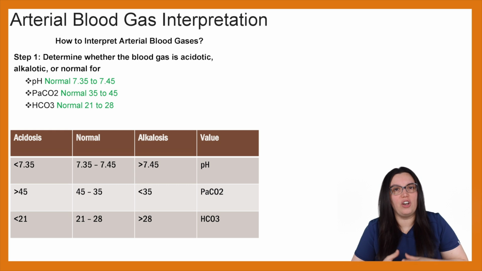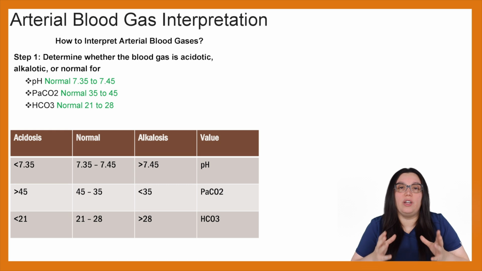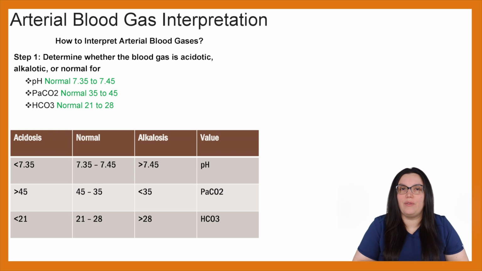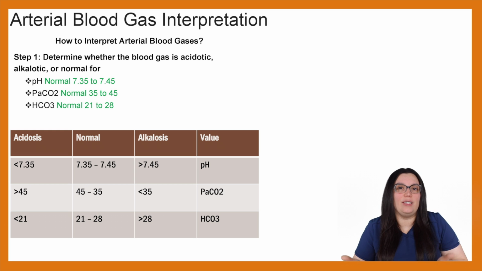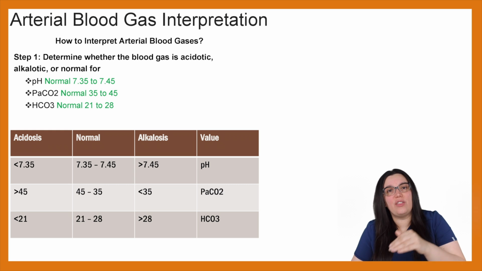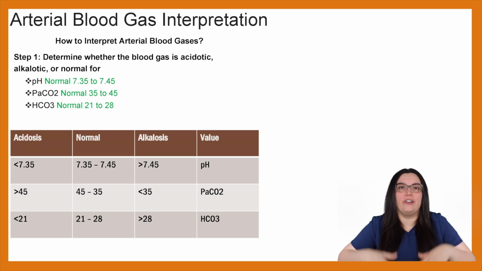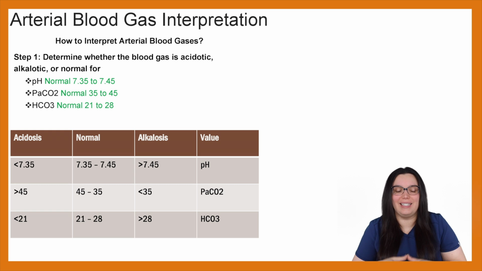Moving on to our PaCO2, this one looks a little bit weird, but hang with me. So we know that normal is 35 to 45, but we know that our PaCO2 is an acid. That's the acid part of our arterial blood gas. So if we've got more acid, greater than 45, we know we're in an acidotic state. Whereas if we have less acid, less than 35, we're going to be in an alkalotic state. So more acid, higher acidity; less acid, more alkaline. That's how we determine our PaCO2.